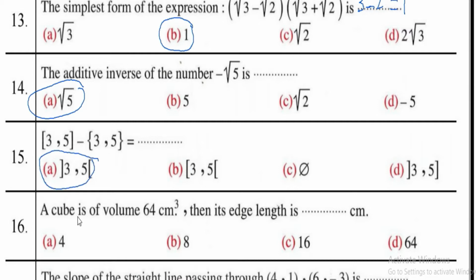A cube its volume is 64. الفوليوم L power 3 equals 64. Take the cubic root: الـ L equals 4, cubic root لـ 64. الإدج لينس اللي هو الـ L بتاعنا 4 سنتيمتر.